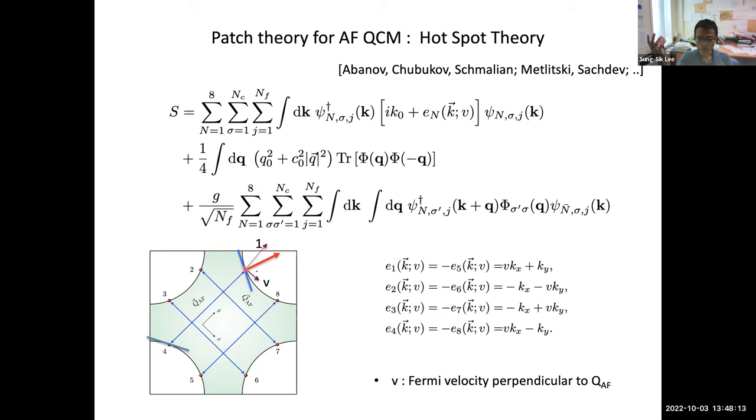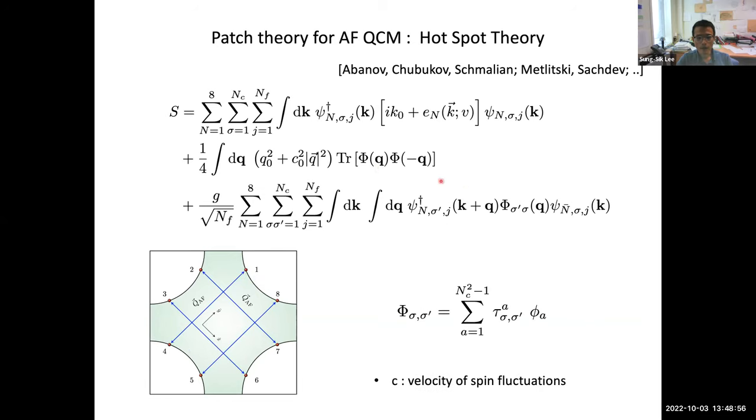And I can always choose my scaling of momentum such that the Fermi velocity along the Q vector is 1. And then this v, little v, denotes the Fermi velocity that is perpendicular to the Q vector. So near hotspot 1, the linearized dispersion of the electron is given by v kx plus ky. And then the dispersions at other hotspots are fixed by symmetry. Okay. Here I haven't included nonlinear terms because I'm expanding near the hotspot. Okay.